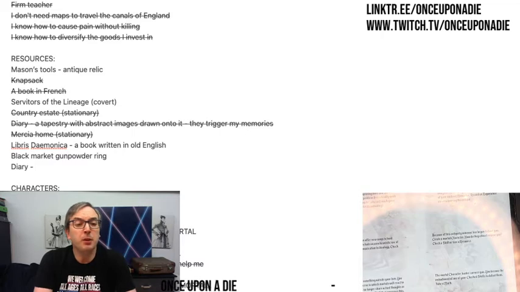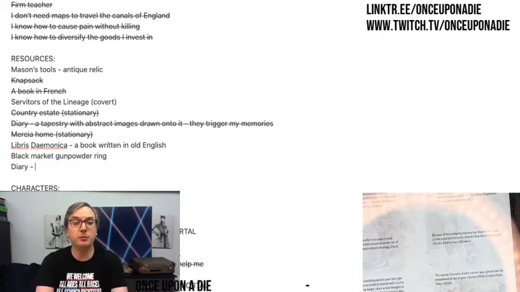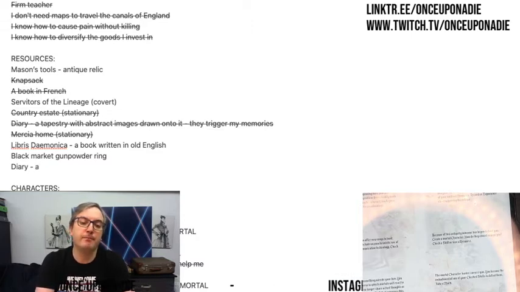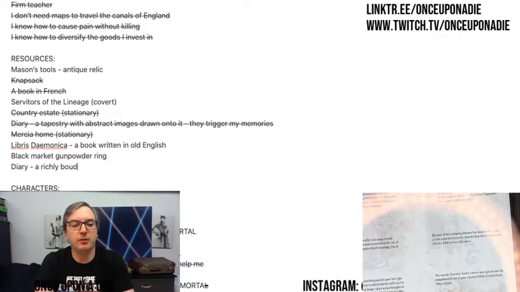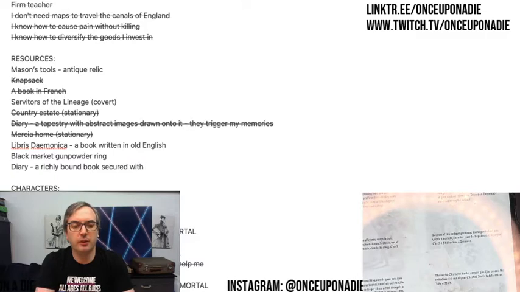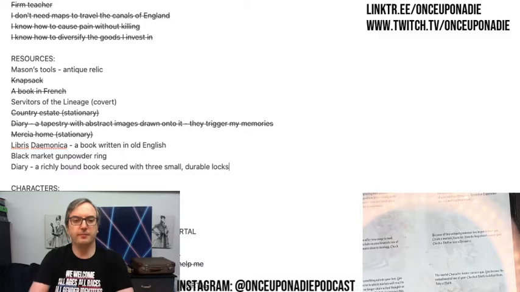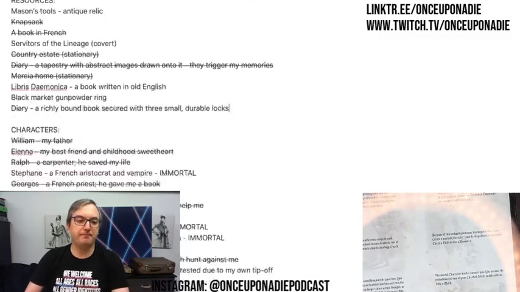This diary is actually just going to be a book. This is going to be a completely normal book. I've got used to writing now because I'm writing the Libris Demonica. Richly bound book, secured with three small durable locks. Okay, I have a diary.